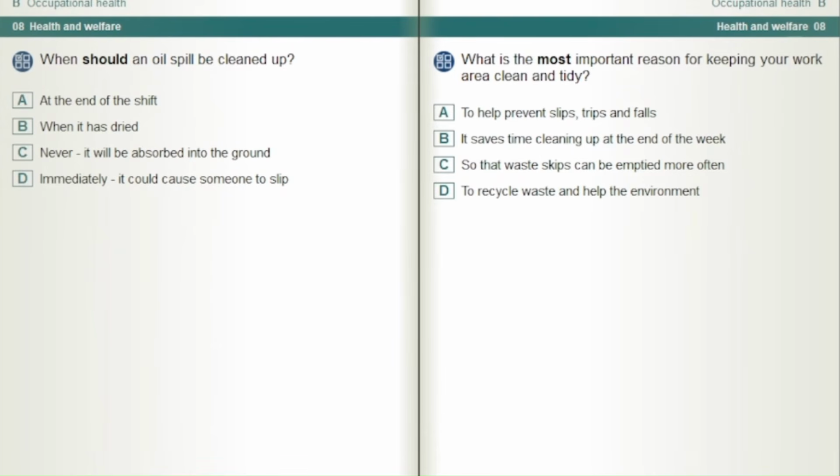When should an oil spill be cleaned up? At the end of the shift. When it has dried. Never. It will be absorbed into the ground. Immediately. It could cause someone to slip.